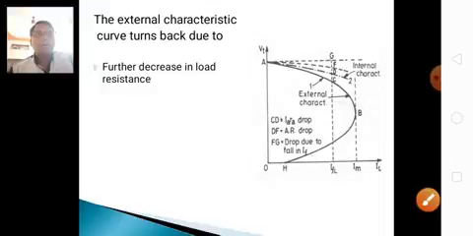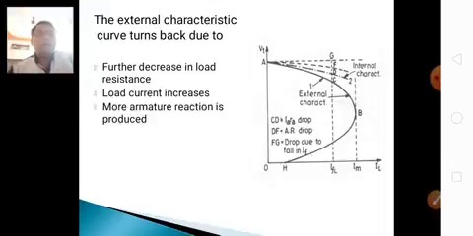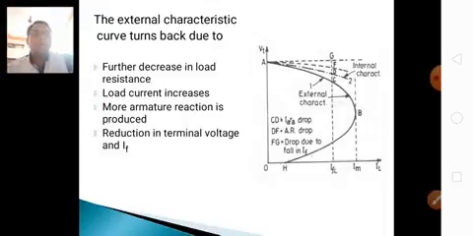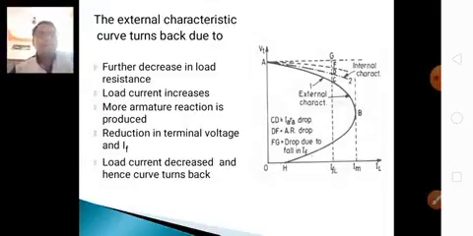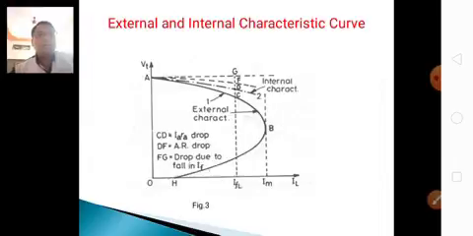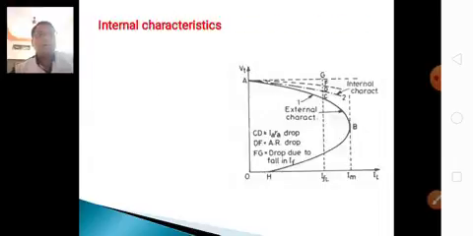Further decreasing the load resistance, the load current increases and more armature reaction is produced. So there is a reduction in terminal voltage and IF, the load current is decreased, and hence the curve turns back. When the load current decreases, the curve comes back. When the load current increases, it comes to the normal position.